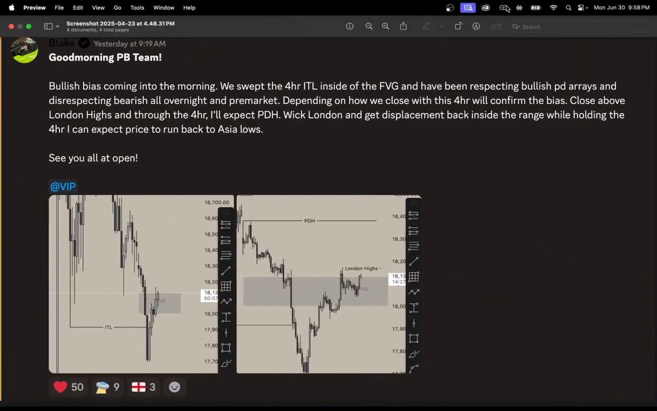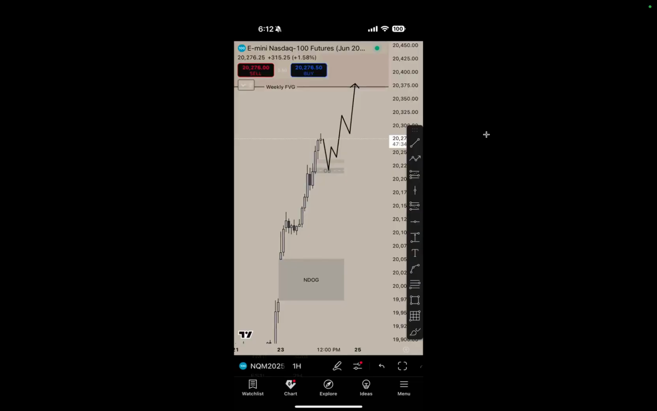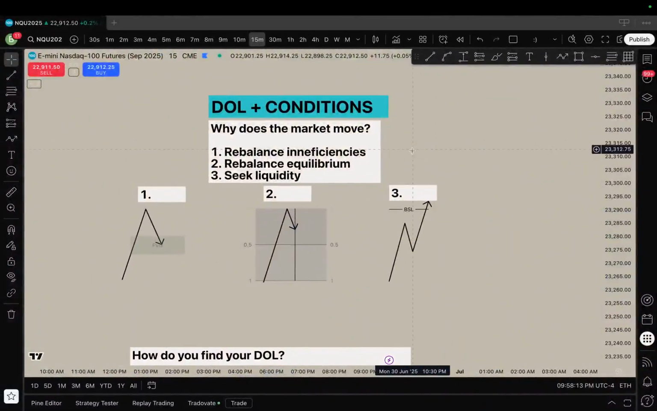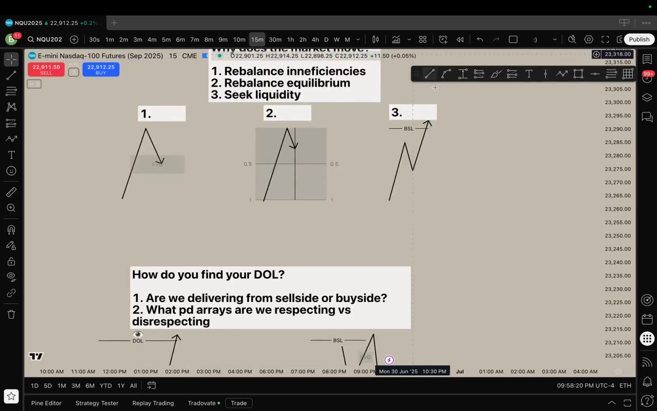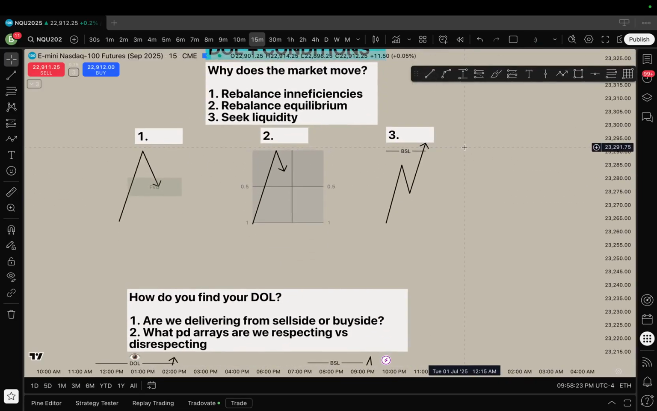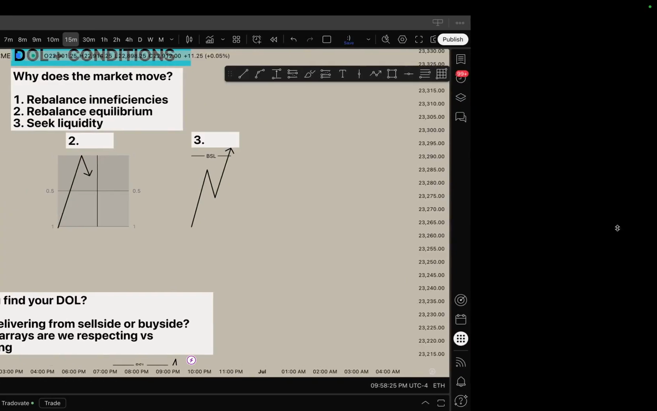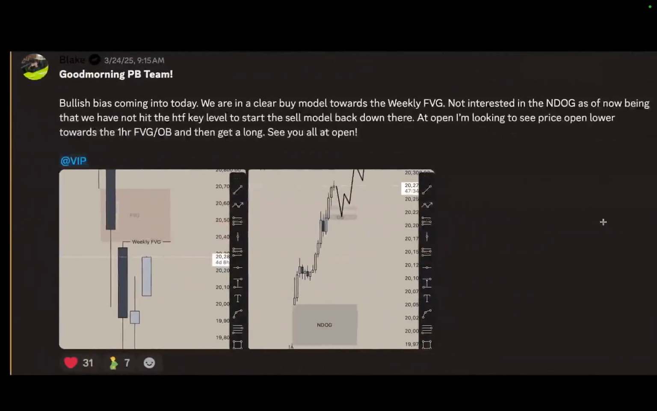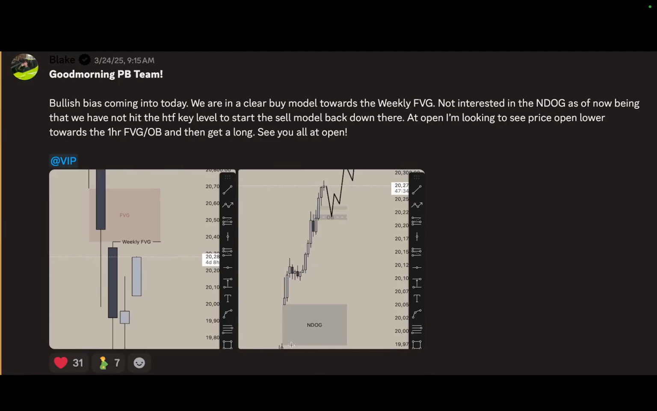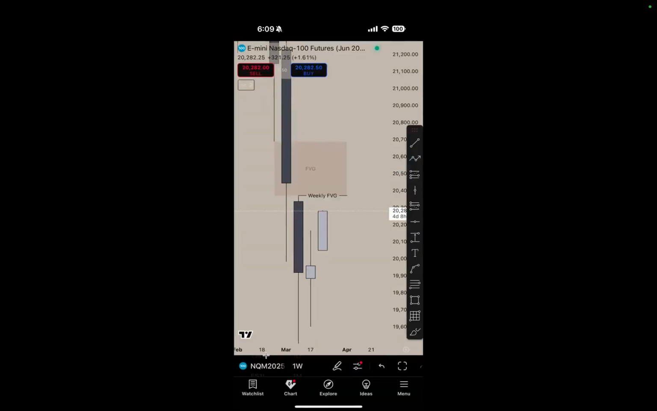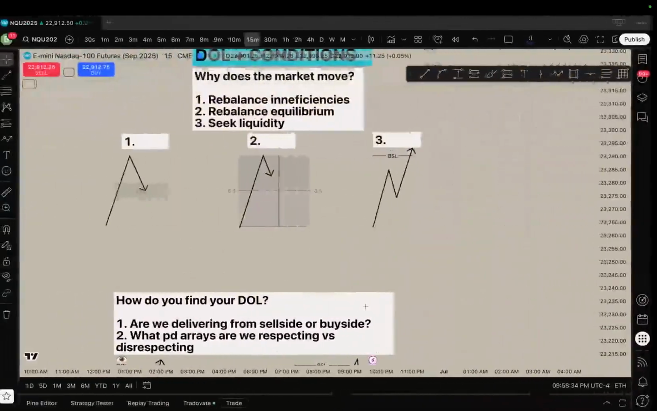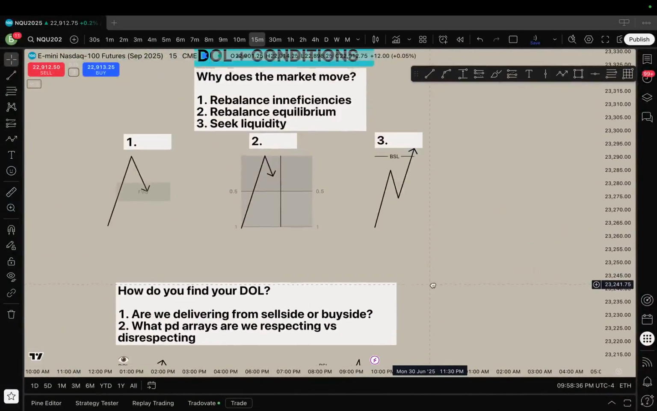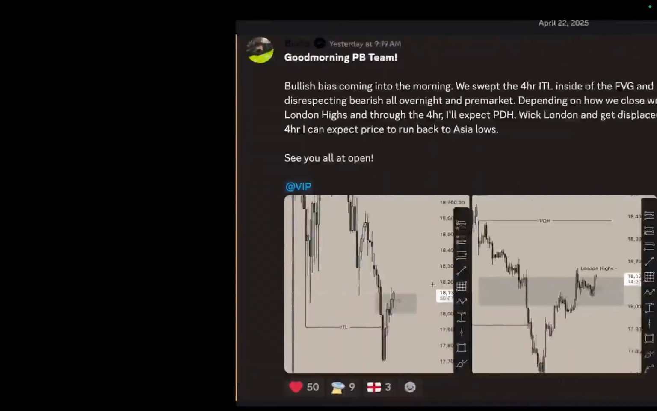One final example here to really ingrain this in your head. Again, let's go over this. Why is the market moving here? To rebalance an inefficiency, being that unfilled weekly fair value gap. First off, we weren't really delivering from sell side here. We were just in a very clear uptrend. I'm sure we were delivering from sell side all the way down here, probably. And then we were very clearly disrespecting bearish PD arrays and respecting bullish, okay?